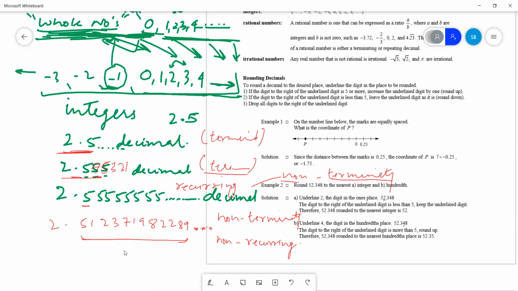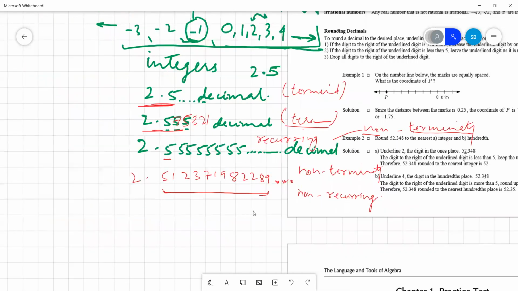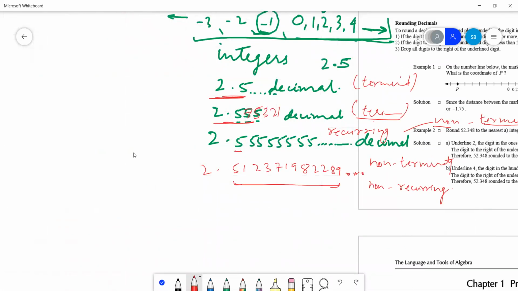So what type of decimal will be a rational number? Now I'm going to that. Rational number.